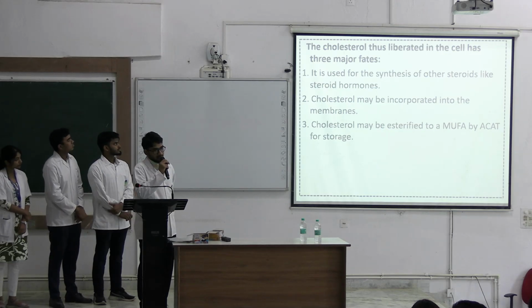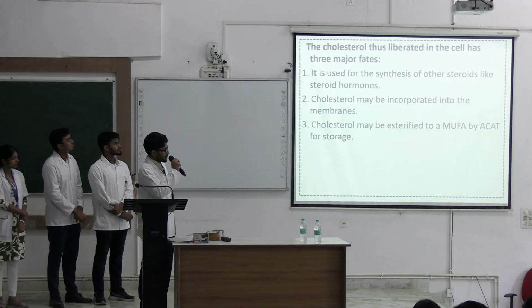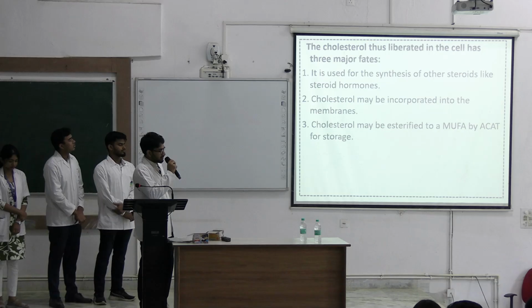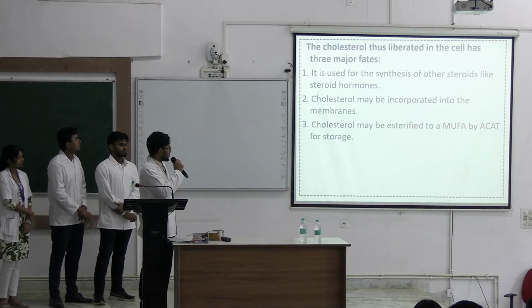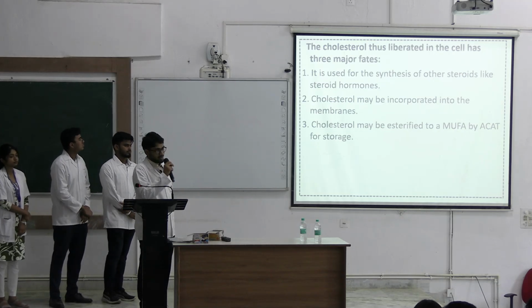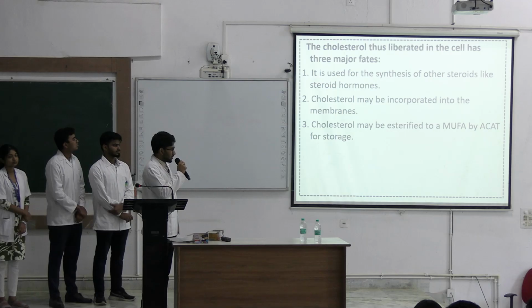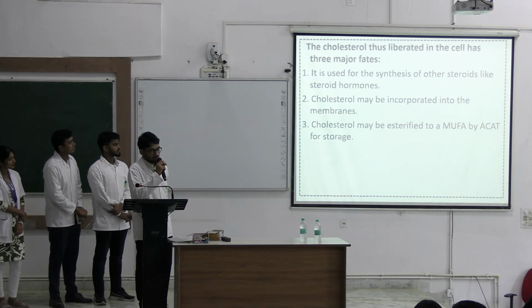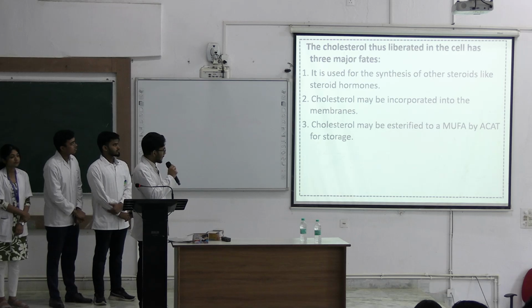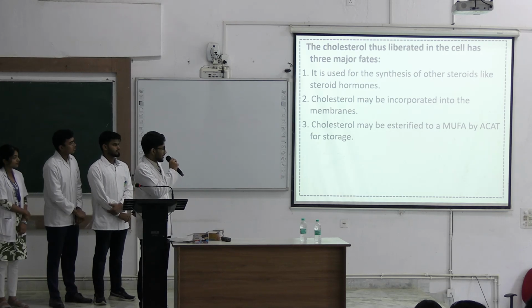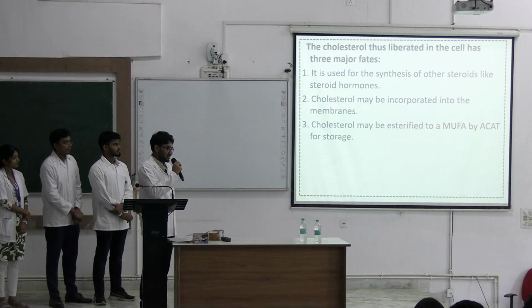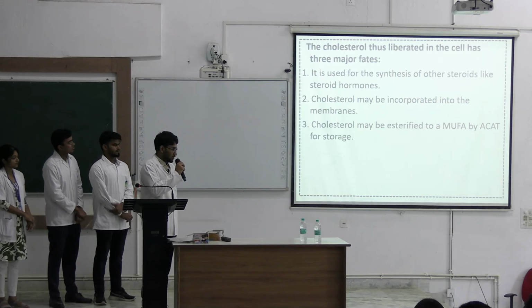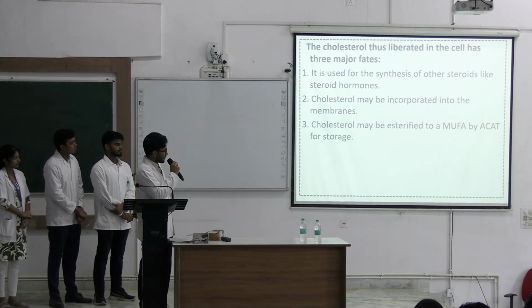The cholesterol thus liberated in the peripheral tissues has mainly 3 functions. The first one is synthesis of steroid hormones. Cholesterol may be incorporated into the membranes, as we know the plasma membrane contains cholesterol, and cholesterol may be esterified to a monounsaturated fatty acid by ACAT, acyl coenzyme A cholesterol acyltransferase, for storage.